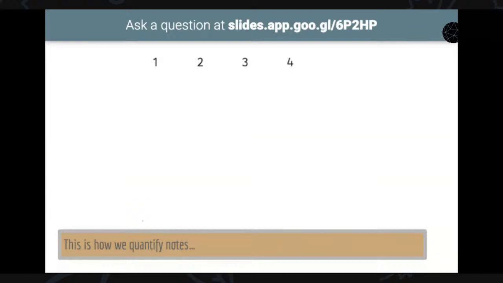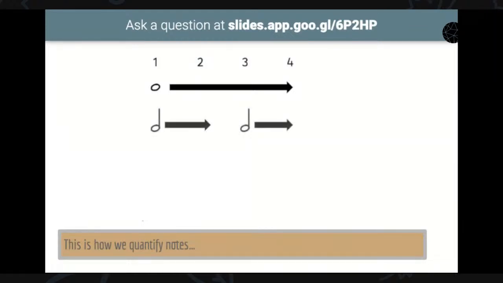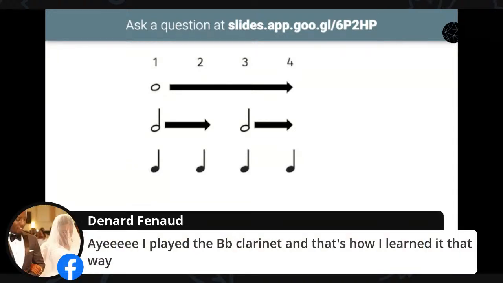Abby will be demonstrating how each note contains a certain amount of beats. A whole note takes up the time span of 4 beats. 1, 2, 3, 4. While a half note equals 2 beats. 1, 2, 1, 2. A quarter note equals 1 beat. 1, 2, 3, 4. And eighth notes equal half a beat. 1, 2, 3, 4. And for each note smaller than that, the pattern keeps going on.